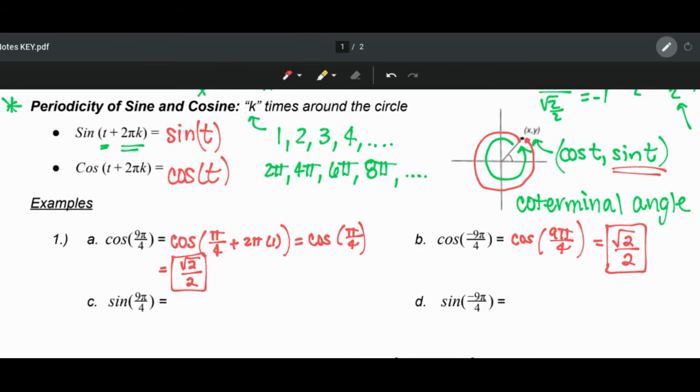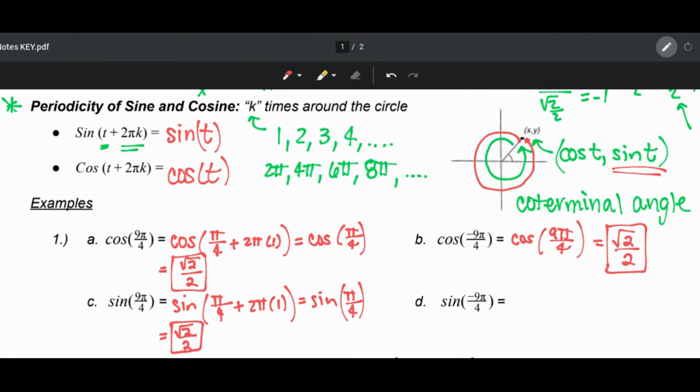For sine of 9 pi over 4, we're going to think about coterminal angles. So sine of 9 pi over 4 would be equivalent to going around one additional time around the circle. And so sine of 9 pi over 4 would equal sine of pi over 4. And now we'd be thinking of what is the y-coordinate at that point on the unit circle, and that would be root 2 over 2.